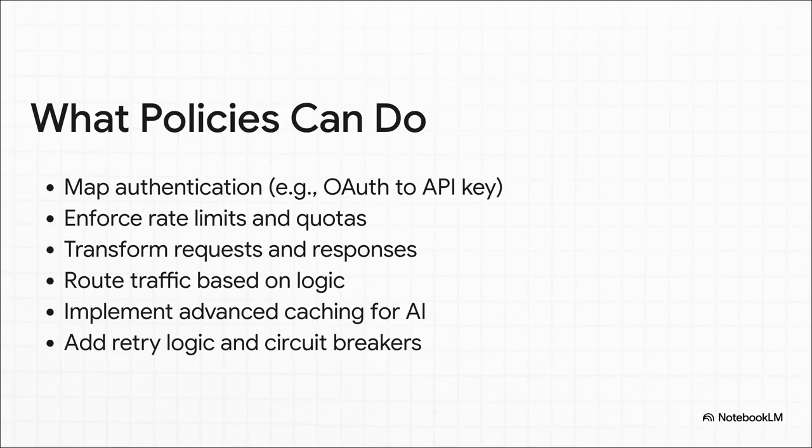You can enforce super strict rate limits to protect your services. You can transform data. You can route traffic based on really complex logic. You can even do advanced things like semantic caching for AI to slash costs and boost speed. The flexibility here is just phenomenal.